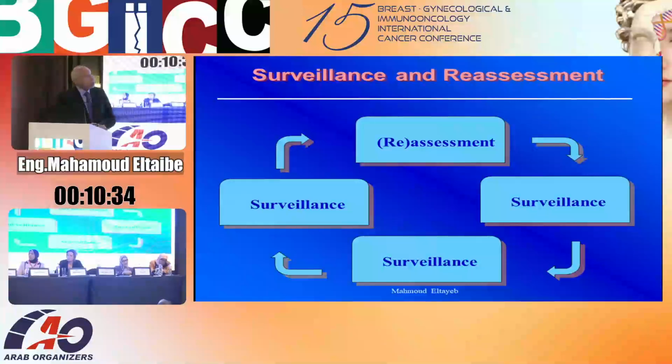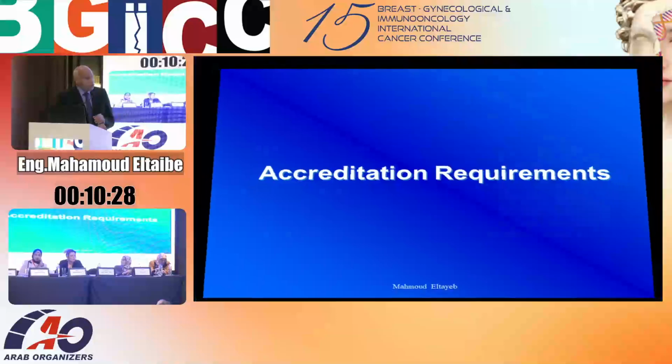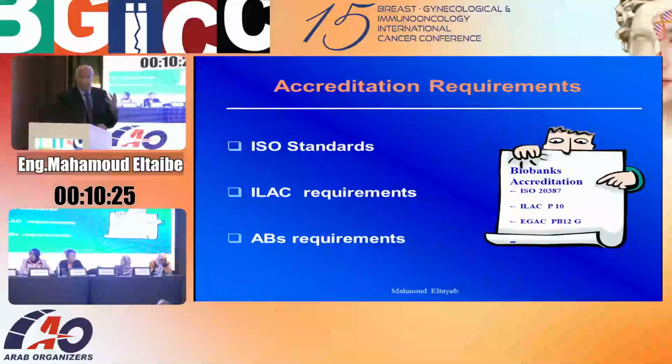Actually, what are the accreditation requirements? What's the criteria for accreditation? Normally, the criteria for accreditation are 3 categories. The first one is the ISO standard. This is the first criteria. The second criteria is ILAC requirements. And then the accreditation body requirements.